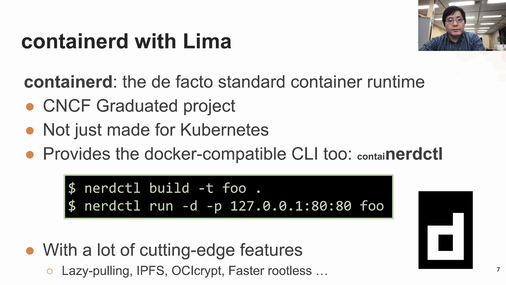And it comes with a lot of cutting edge features that are not yet available in other container engines, such as an on-demand image distribution technique called lazy pulling, which enables running a container ahead of completion of pulling the image. It also supports P2P image distribution using IPFS and encryption of images using OCIcrypt. nerdctl also provides an optimized networking stack for rootless containers.